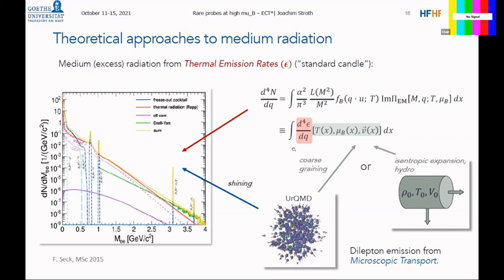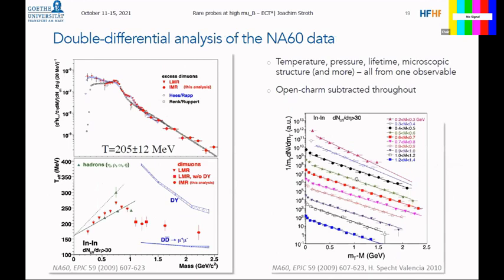The beauty of that procedure is, suppose you really understand your emissivity, basically with the spectral distribution and also with the pT distribution, the yield and everything, you control the trajectory of your fireball in the phase diagram. So this is why people like to call this the standard candle. So if that is really known, this emissivity, then you have a direct method to trace where your fireball is propagating in the QCD phase diagram. And that method works very well. That was also demonstrated with the NA60 data.